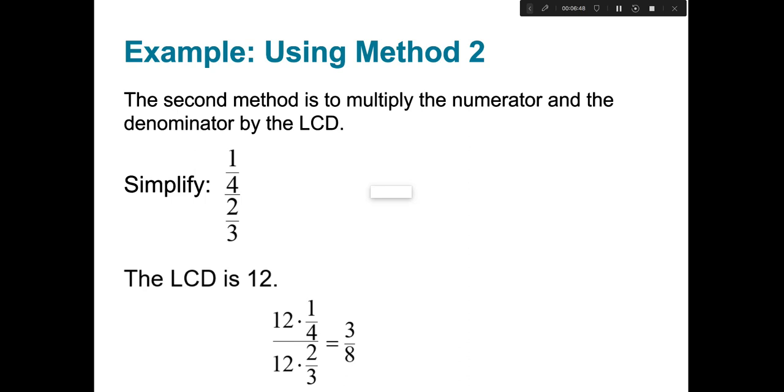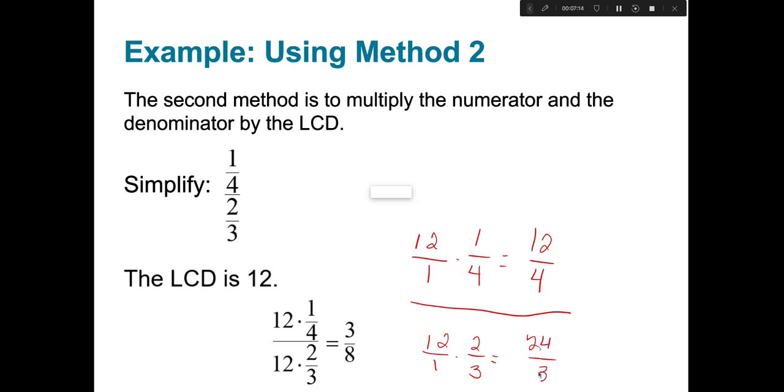8 when we divide. So if I would have been doing this, I would have stuck another step in there that showed 12 over 1 times 1/4 gives me 12 over 4. And all of that is over the top of 12 over 1 times 2/3 gives me 24/3. And then this reduces down to 3 on top of my fraction and 8 on the bottom of my fraction. Okay?